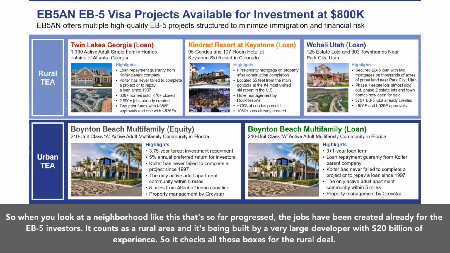So when you look at a neighborhood like this that's so far progressed, the jobs have been created already for the EB5 investors. It counts as a rural area and it's being built by a very large developer with $20 billion of experience. So it checks all those boxes for the rural deal.